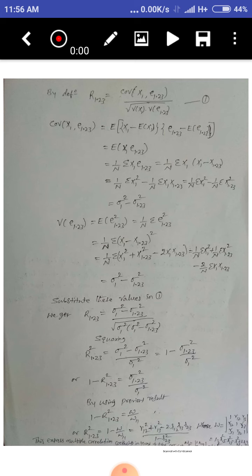Therefore, R1.23 square equals 1 minus omega upon omega 1,1. Then omega is nothing but what? The determinant of the coefficients of correlation. So omega equals what? The first row is 1 because the correlation between 1 and 1 is 1 only. Then the correlation between 1 and 2, correlation between 1 and 3, is the first row. Second row: correlation between 2,1, then 2,2 is 1, and 2,3. Next, the third row is 3,1, 3,2, 3,3, which is nothing but 1. So this determinant of the coefficients of correlation is denoted by omega.